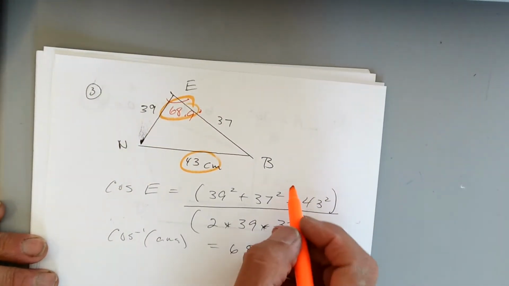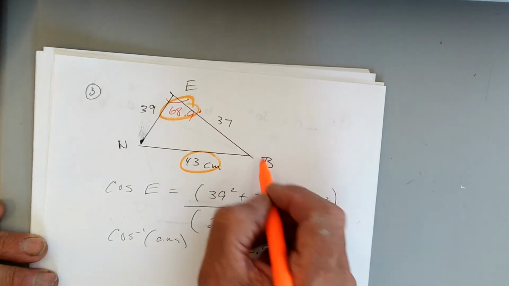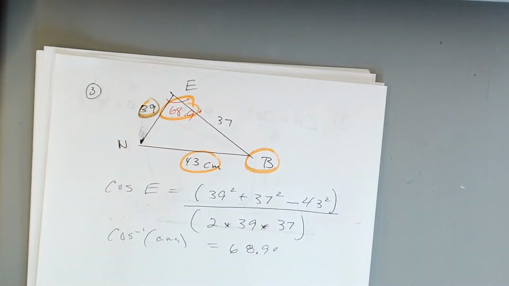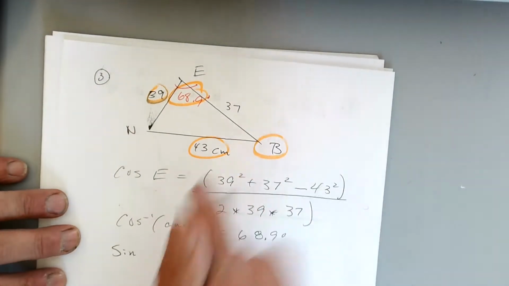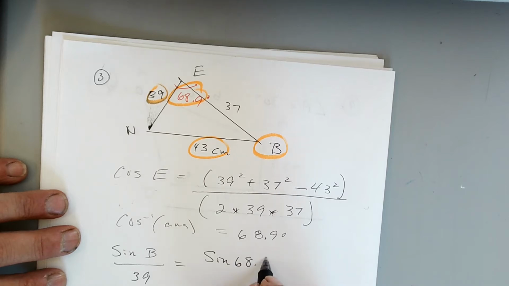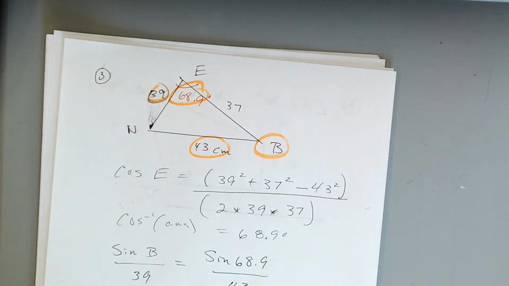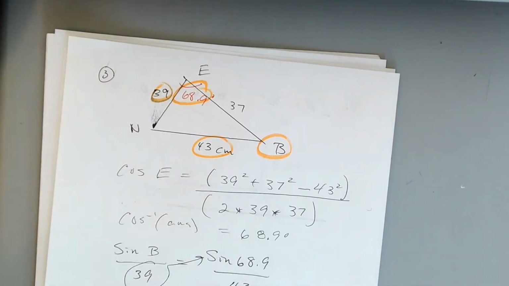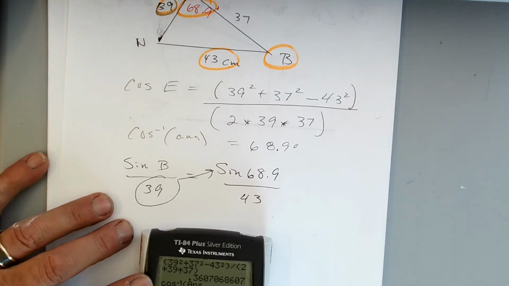You can use the law of cosines again, but I'm not going to do it. Probably, let's go angle B. Okay, it's opposite. So I'll set up the sine of B over 39, its opposite side, equals the sine of 68.9 over its opposite, which is the 43. I will multiply up the 39, and I'll use my calculator. 39 times the sine of 68.9, close my parentheses, divided by 43, and I get a decimal.